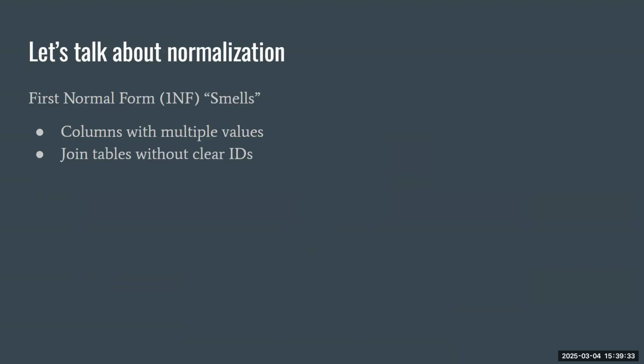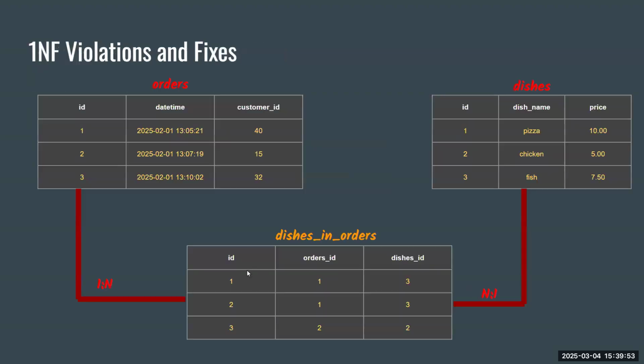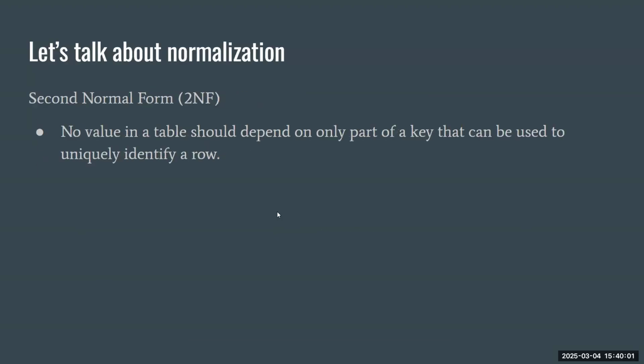All right. And then we're going to talk about code smells here. A code smell means a potential problem, a pitfall in your logic. Look out for columns with multiple values, obviously, and join tables without clear IDs. Without this primary identifier, the join table is not first normal form compliant. All right, that's first normal form.